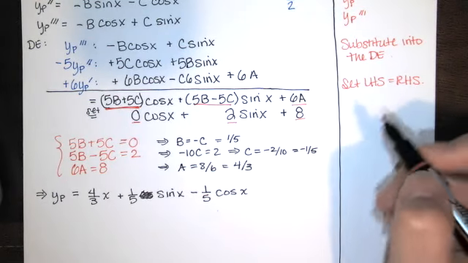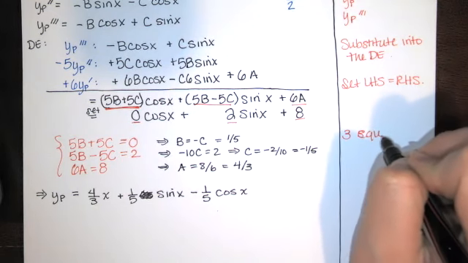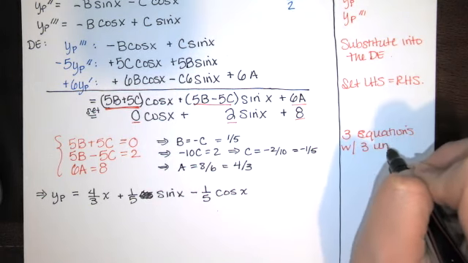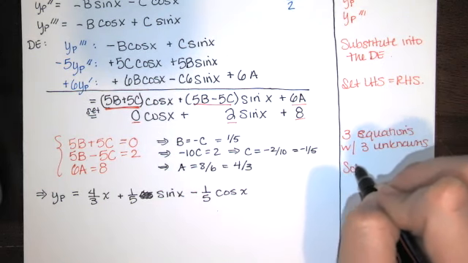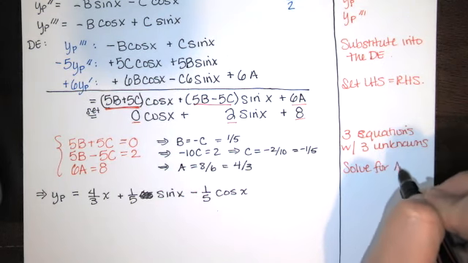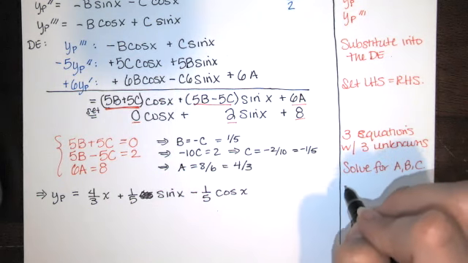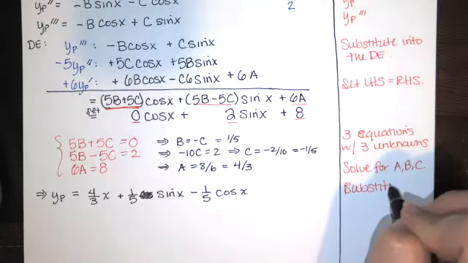We set the left-hand side equal to the right-hand side. We had a system of 3 equations with 3 unknowns. We solved for a, b, and c. And then we used that to find y sub p. We substitute into the form of y sub p.